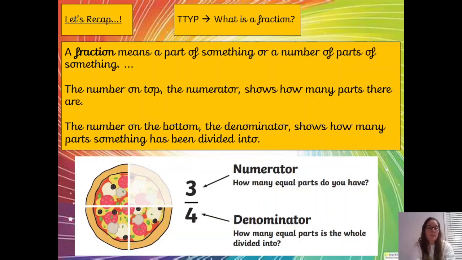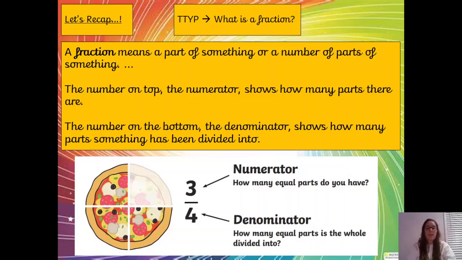Because if we look at the pizza, we can see we have 3 parts to our 4 whole pieces of pizza. To make this pizza a whole, it had 4 pieces. We've only got 3 pieces left. So the denominator tells us how many pieces the whole was divided into, and the numerator tells us how many equal parts we have. So it says 3 over 4, or 3 out of 4, I like to remind myself, or we've got 3/4. Okay, have a read of those questions.